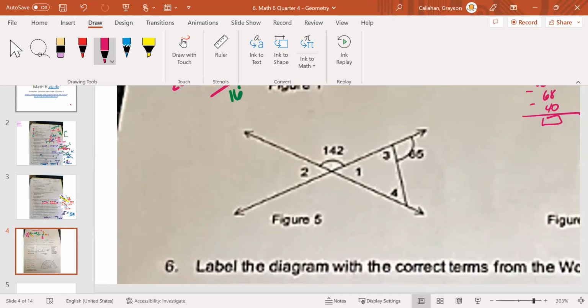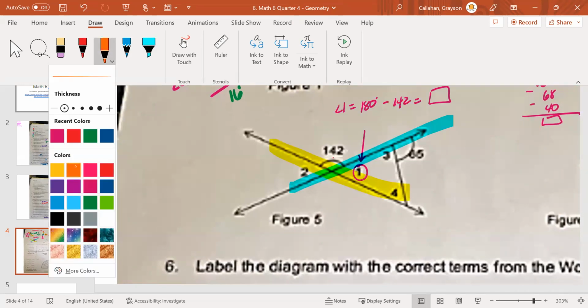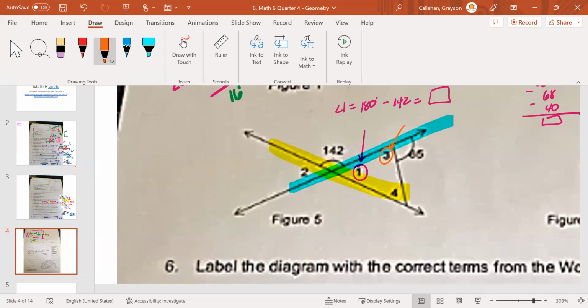Figure 5. Do you see the straight angle right there? For angle 1, it is going to be 180 minus 142. That is going to give you angle 1. Do you see that? Angle 3. Do you see the straight line creates? For you to find angle 3, it's going to be angle 3 equals 180 minus, is that a 65? That's 65? That's going to give you the angle for angle 3, okay?